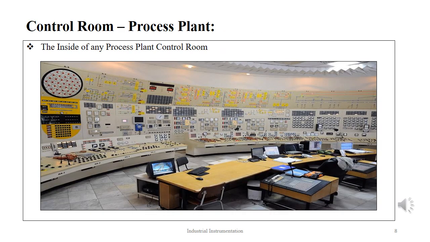The picture shows how a typical control room of any process plant looks like. The plant can be an oil plant, a power plant, or a mineral alloy plant, but more or less all the control rooms look the same.